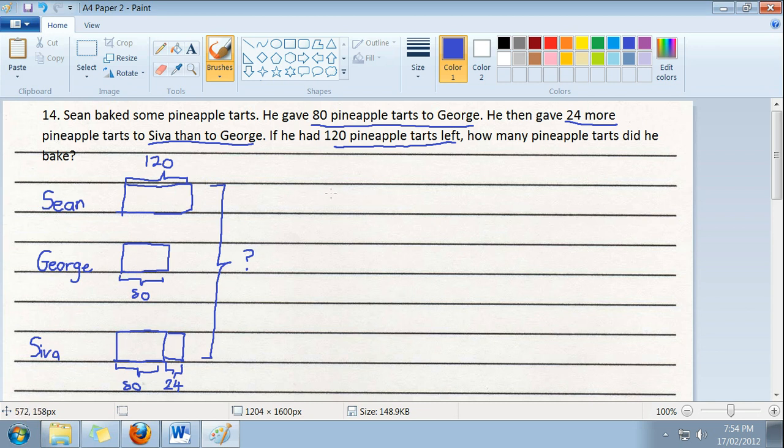So the total here, which is a question mark, I'll put it here. So the total is equal to 120 plus 80. That's George's, plus 80 and 24 from Siva. Okay. Now let me do this in red. 0 plus 0 plus 0 plus 4 is 4.